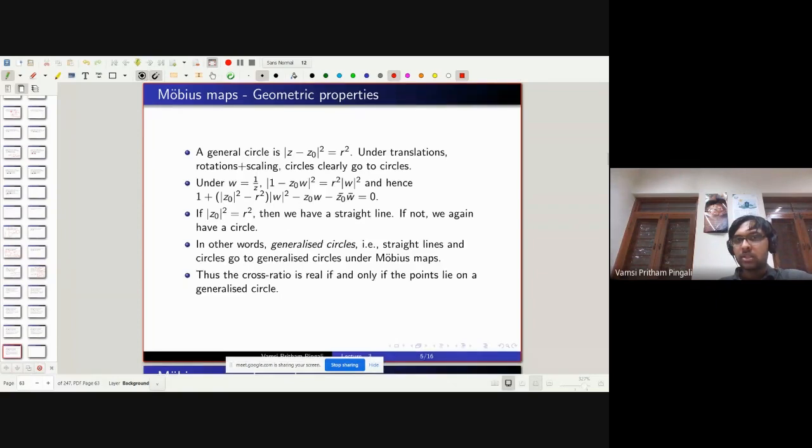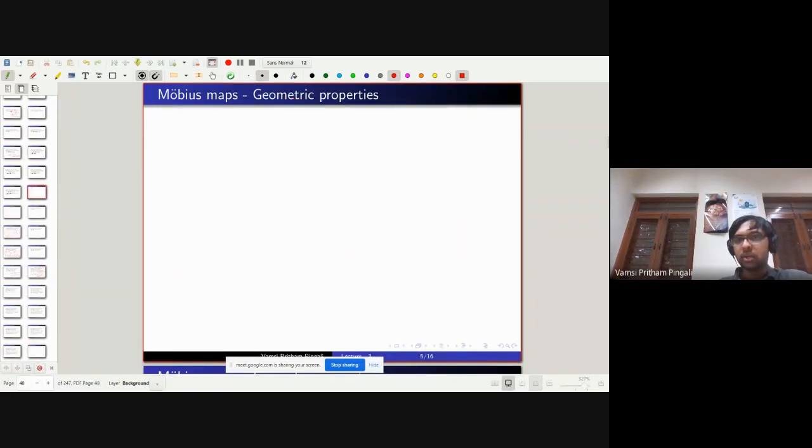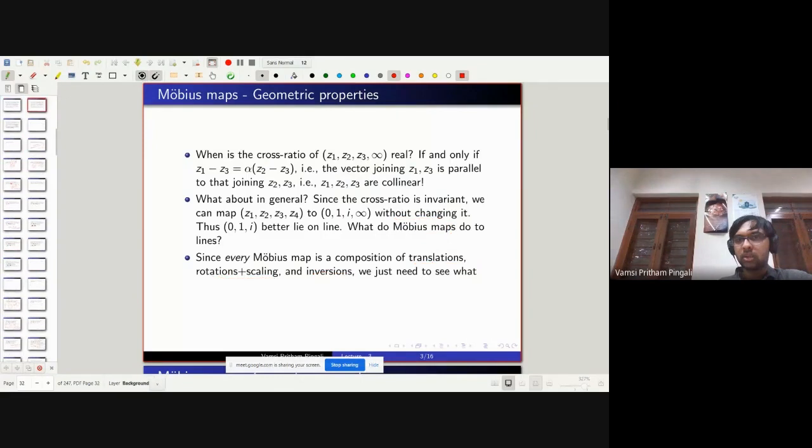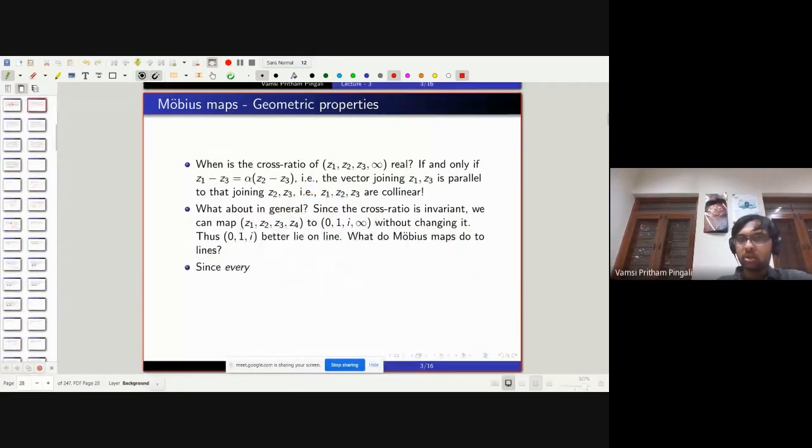Why is this statement true? Let's go back here. Let's call this something, say W. The cross ratio does not change under Mobius maps. We can always take this to 0, this to 1, and this to infinity by means of a Mobius map. No problem. This will go to some W. We don't have any control over what it goes to, but we don't care.